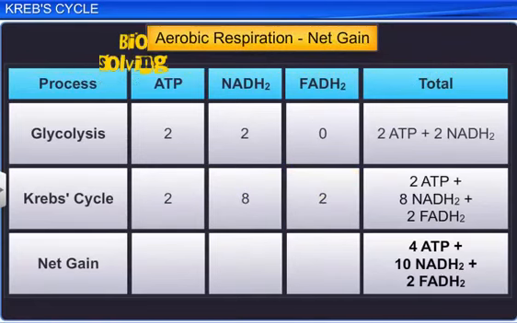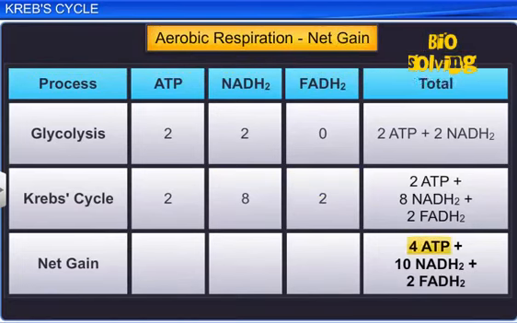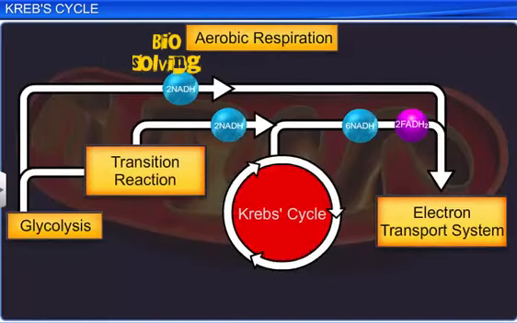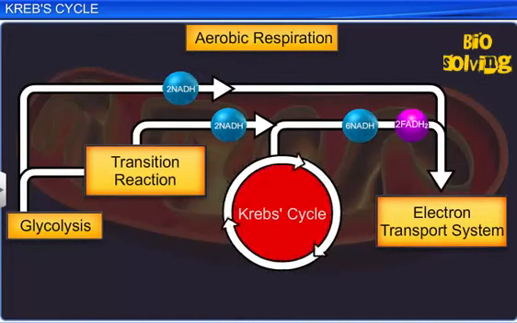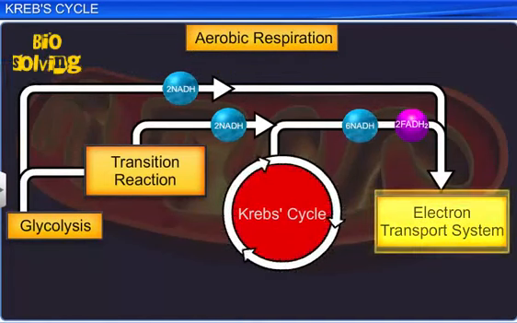So far, the energy harvested has resulted in the direct synthesis of only 4 molecules of ATP. Further generation of energy as part of aerobic respiration takes place in the electron transport system or ETS.